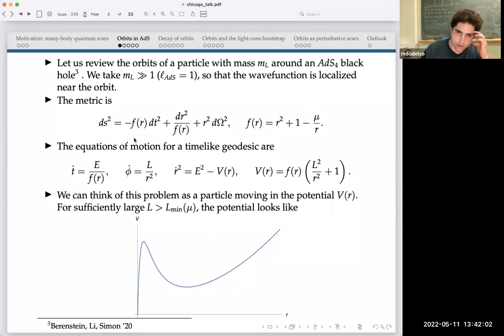So here's the metric. The redshift factor has the AdS form at large distance, and it's perturbed by this mass term. Mu is like the mass. Here are the equations of motion for a timelike geodesic. We have 2 conserved quantities, the energy and the angular momentum, and eliminating those in the geodesic equation gives an expression for r dot. This expression looks like a particle just moving in a potential, and the potential is given by this form. So here's a plot of the potential for large enough L, for large enough angular momentum. In this case, the potential develops a stable minimum. The orbit is going to sit at that stable minimum.